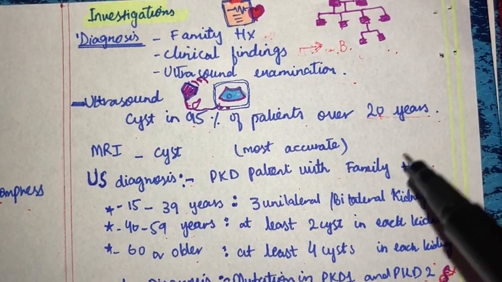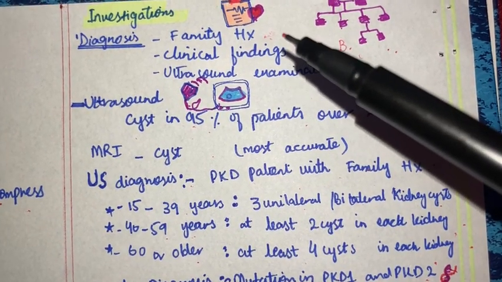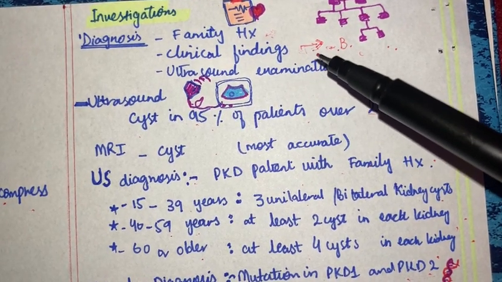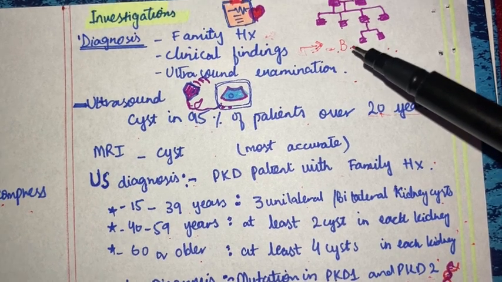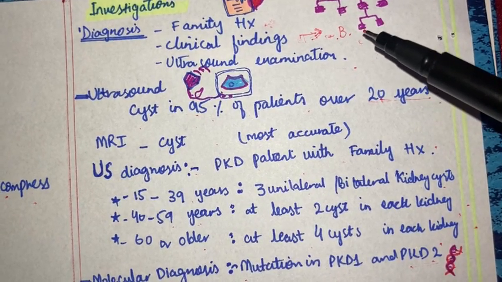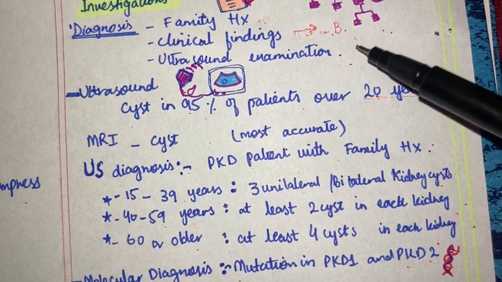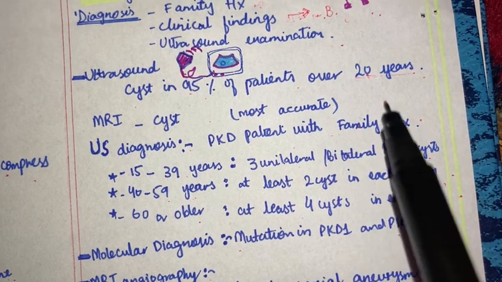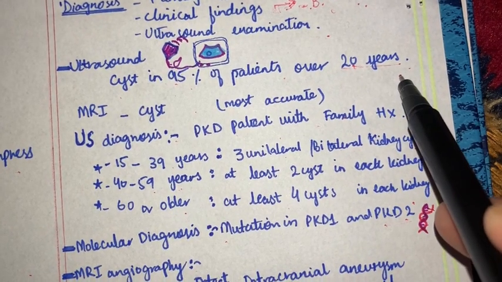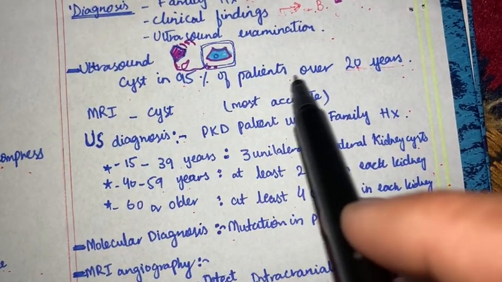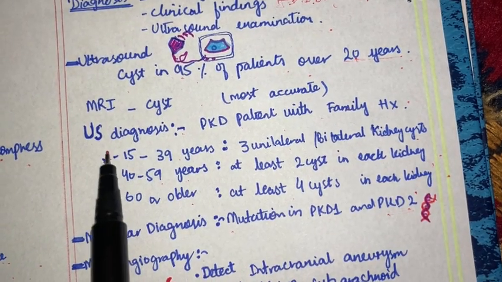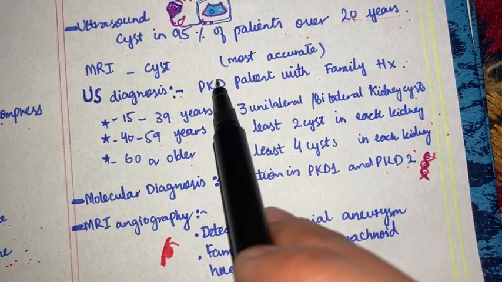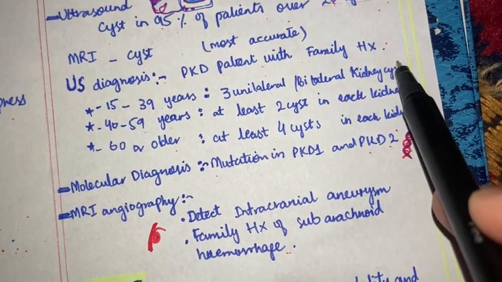How do we make the diagnosis? In patients with PKD, there will be a family history. There will be clinical findings that include renal pain or nodular palpable kidney. We do ultrasound examination, and in ultrasound, of the patients over 20 years, 95% will be having a cyst. Then we have made criteria for ultrasound to diagnose the patients with positive family history of PKD.